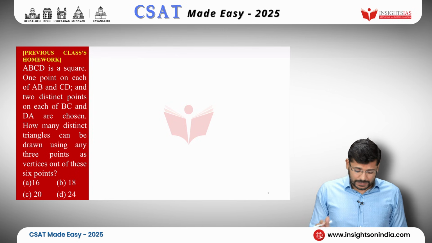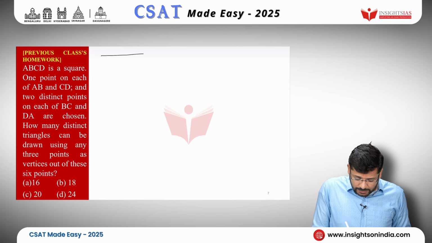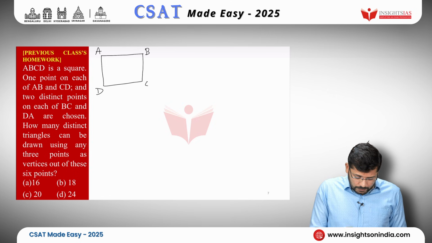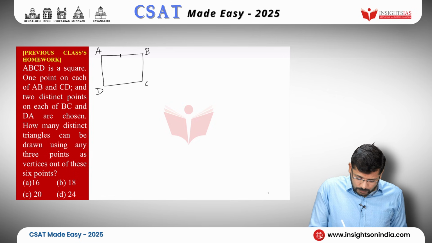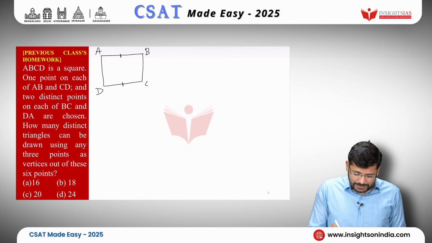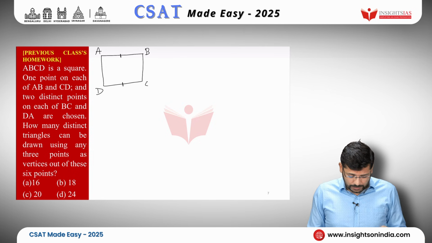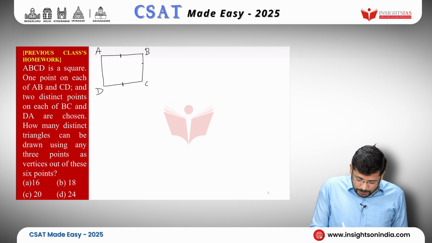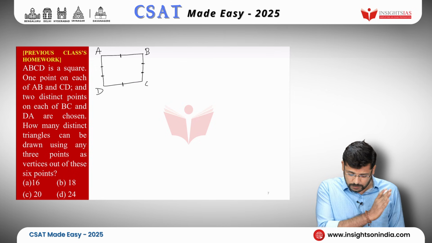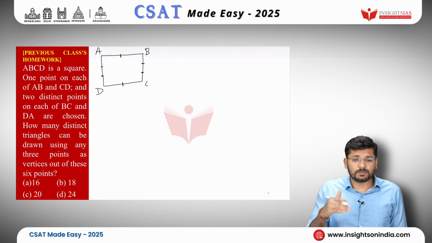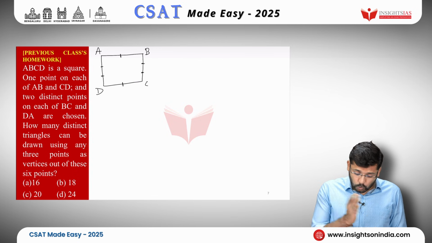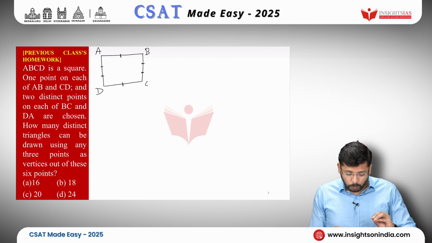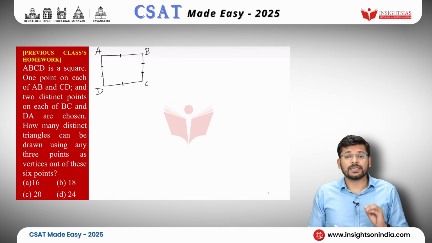So, what are they telling us? They are telling us that there is a square whose vertices are named A, B, C, D. 1 point on AB and CD. So, AB is a line and CD is a line. 1 point on that line and 1 point on this line. And 2 points on BC and DA. So, here on the horizontal lines, 1 point on each of them. On the vertical lines, 2 points on each of them. They are chosen. How many triangles can be formed using these points as vertices?